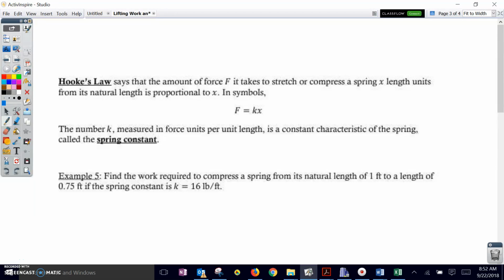Alright, welcome back everybody. In this video we're going to look at Hooke's law and some applications related to the integral based off of Hooke's law.